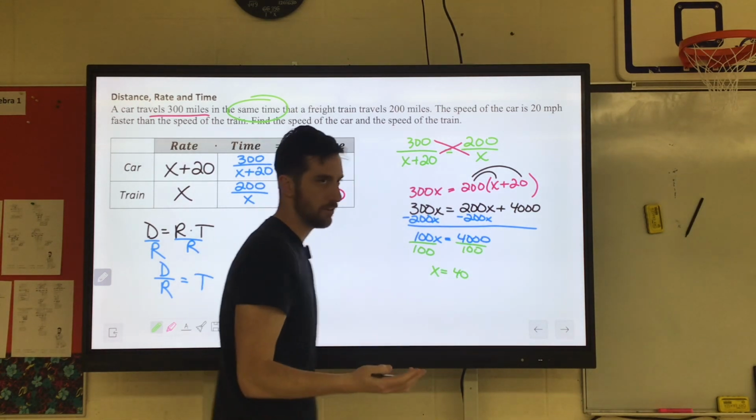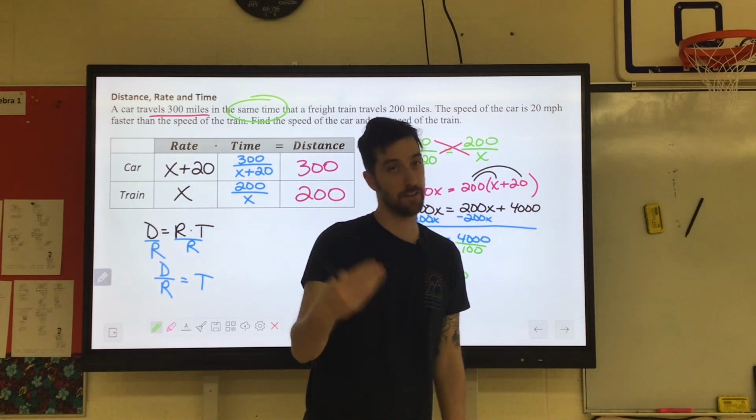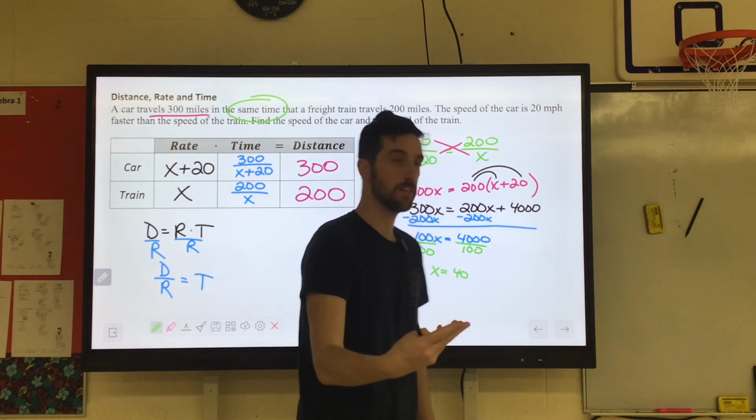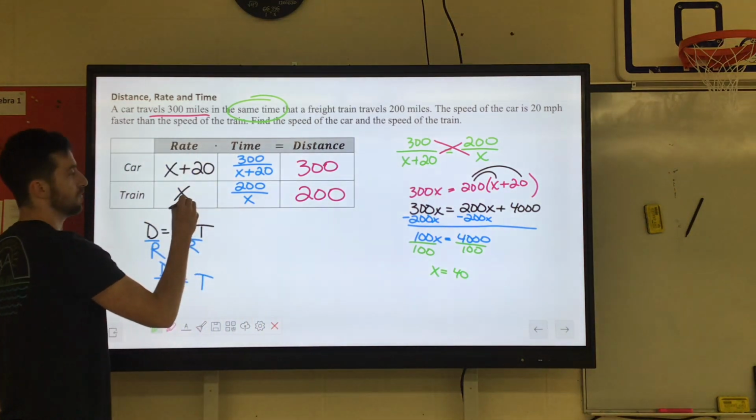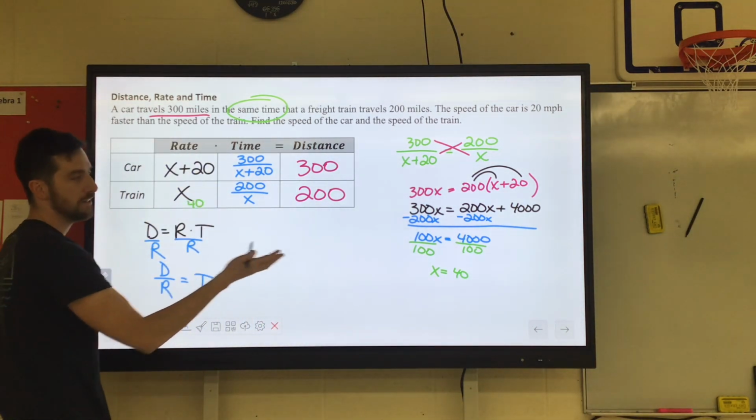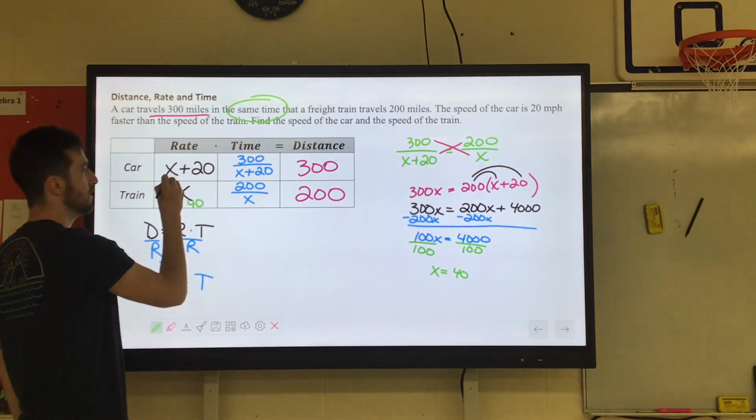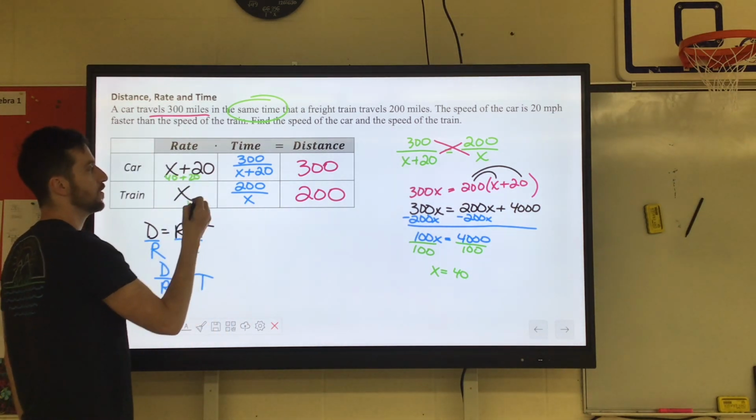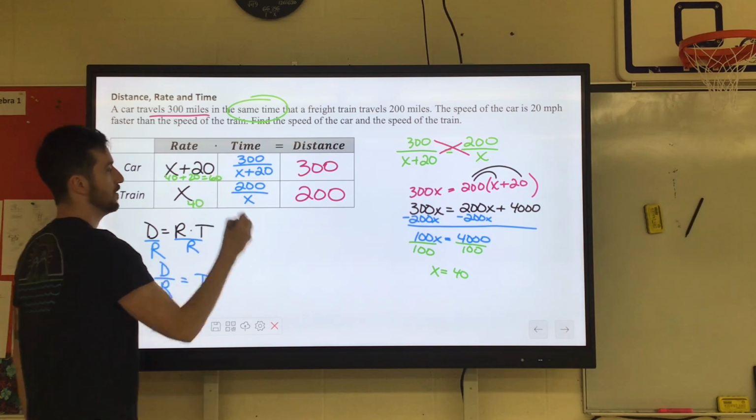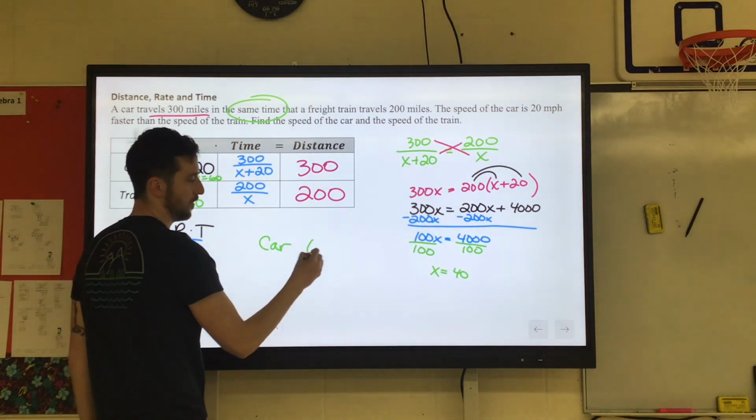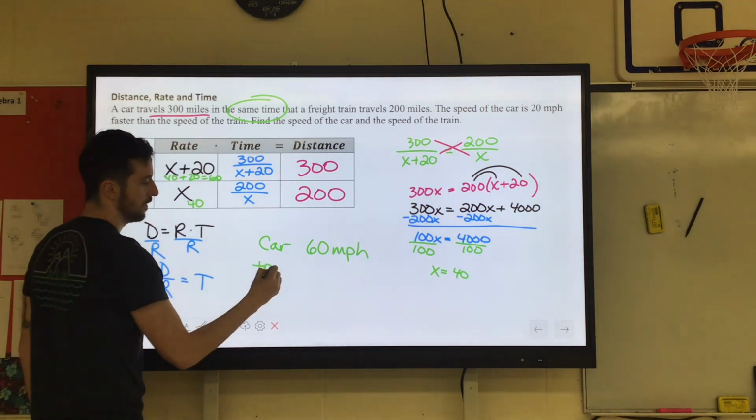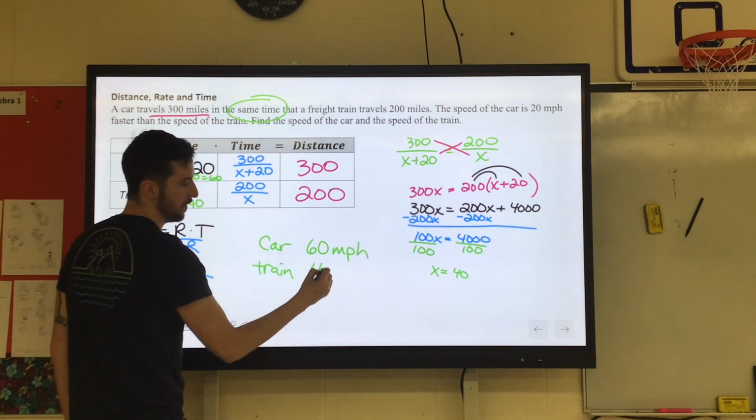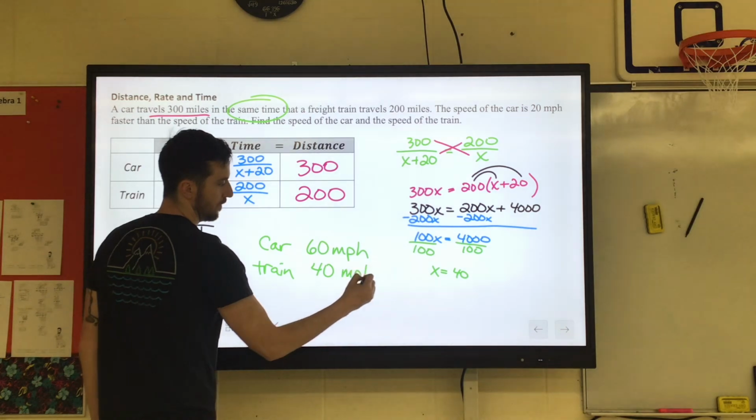No, that doesn't answer our question. It says how fast was the car going and how fast was the train going. So the train speed is equal to x. So x is 40. The car speed is x, 40, plus 20. It's going 20 miles an hour faster, which means the car is going 60 miles per hour, and the train is going 40 miles per hour.